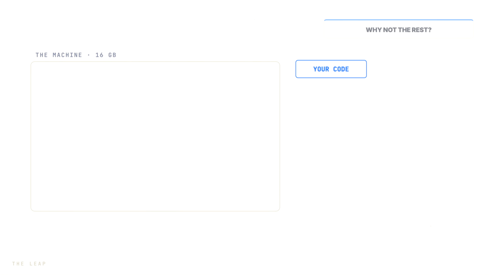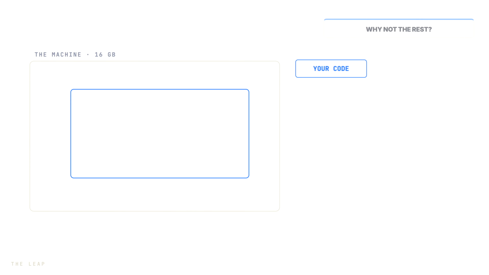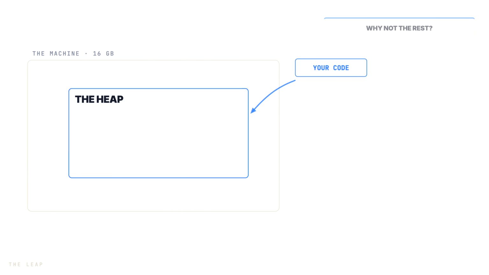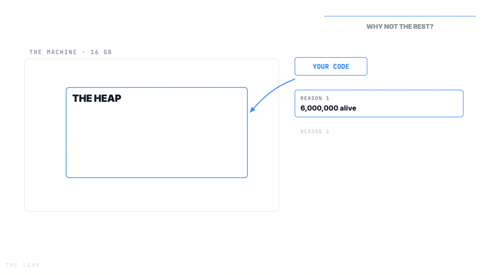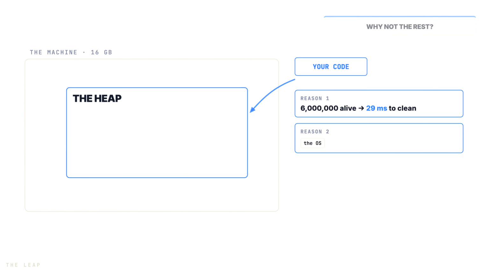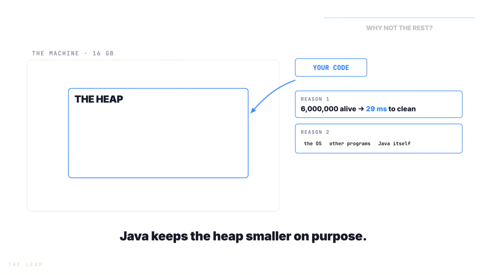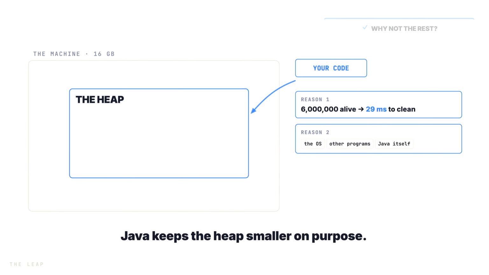Your program does not use the machine's memory directly. It runs inside Java, and Java creates a separate space for your program. That space is called heap. The heap is smaller than the machine's memory for two reasons. In the last episode, cleaning up 6 million living objects took 29 milliseconds. The bigger the heap, the longer it can take to clean. And your program is not the only thing running on the machine. So, Java keeps the heap smaller on purpose.